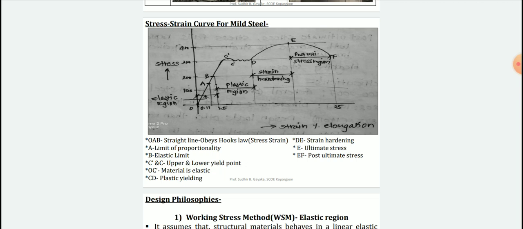In the figure, the initial portion of the graph is OAB. It is a straight line and it is obeying Hooke's law, that is stress is directly proportional to strain value. Here A point is showing us the limit of proportionality, that is where linear variation ends. So in short, OA is a straight line and after A point there may be variation in the proportionality. Then B point represents maximum stress up to which the specimen can regain its original shape. Then C dash and C are the upper and lower yield point.